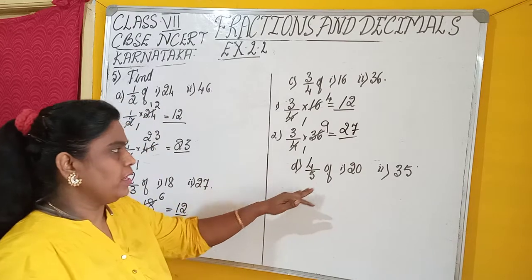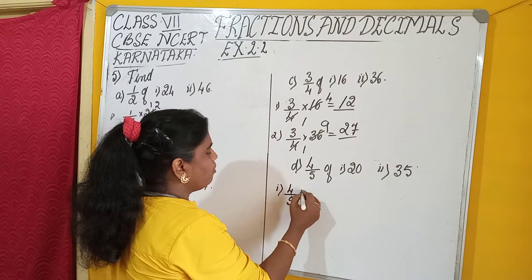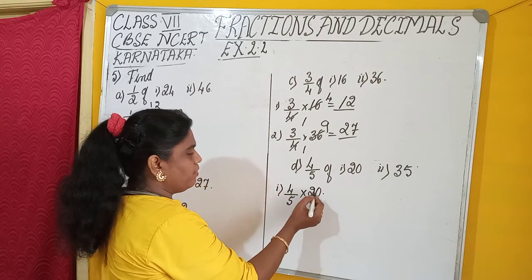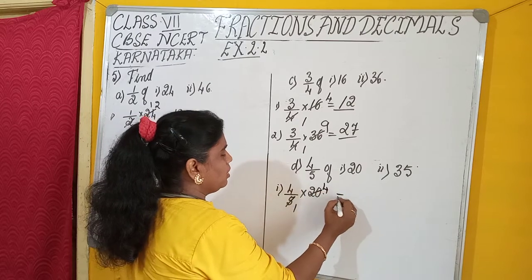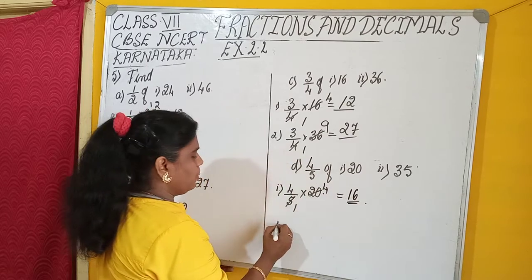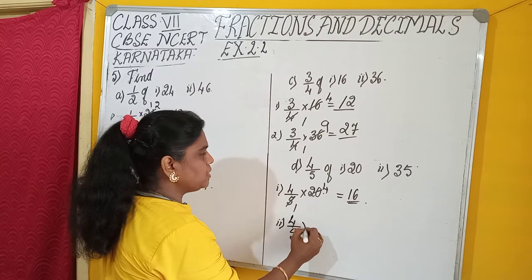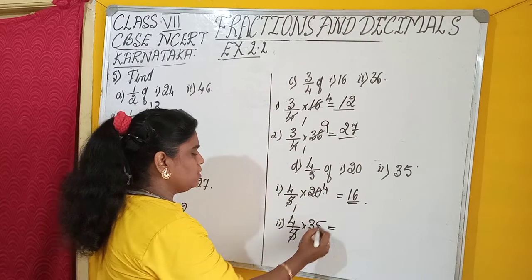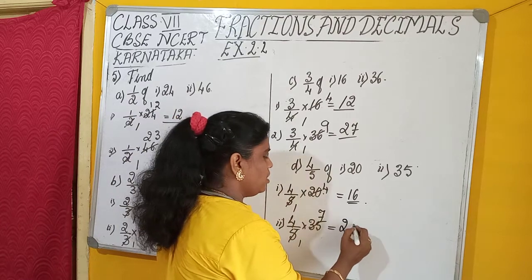Next, 4/5 of 20. 4/5 of means into 20, and then we are simplifying, dividing 20 by 5. 5 ones are 5, 5 fours are 20. Then multiply 4 with the 4, 4 fours are 16. Next, 4/5 of means into 35. Divide 35 by 5, 5 ones are 5, 5 sevens are 35. 4 into 7 is 28.